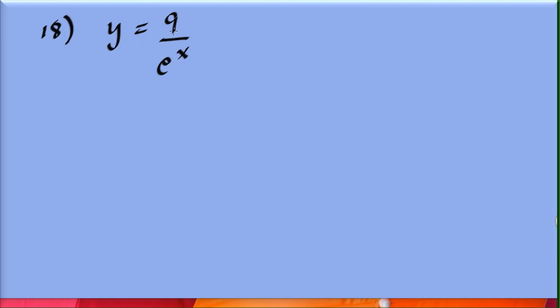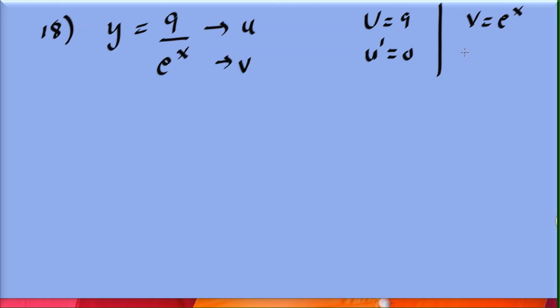Okay, so this is a quotient or fraction. If we take this as our u and this is our v, our u is 9, its u prime is 0, okay? And our v is e to the x. Now the derivative of e to the x is e to the x.